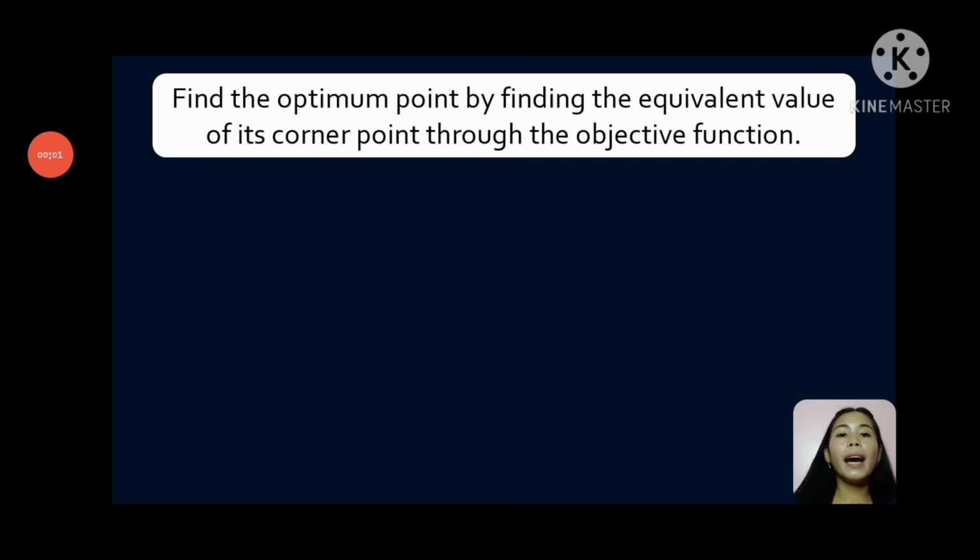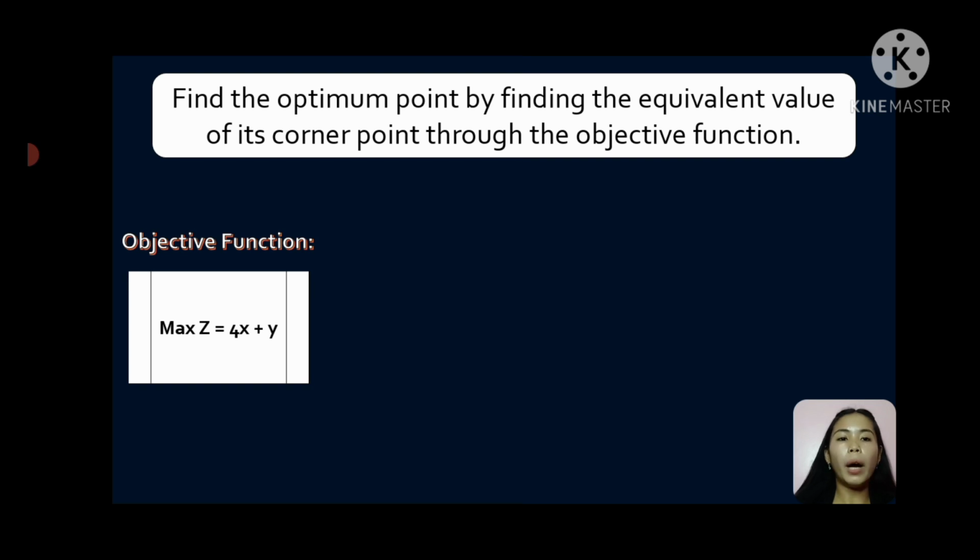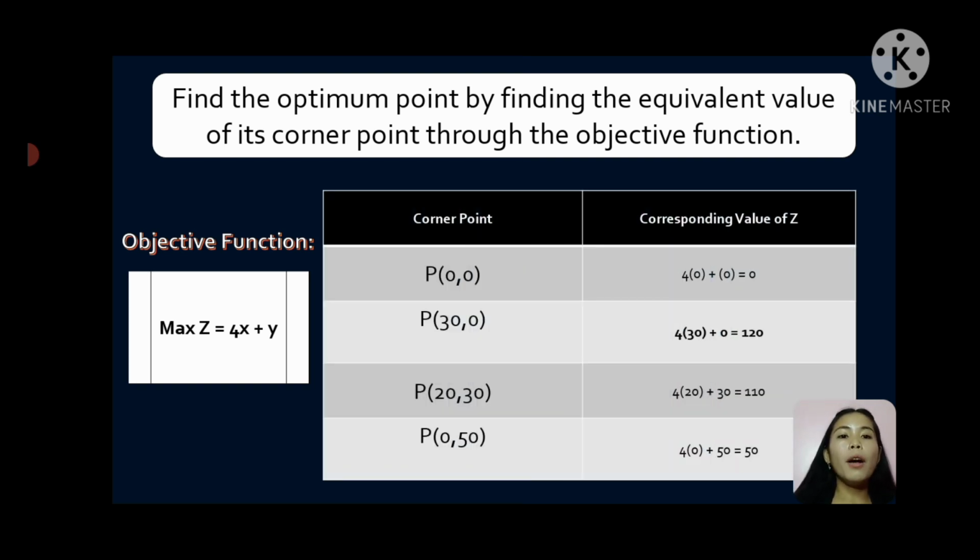Next step, find the optimum point by finding the value of each corner point through the objective function. The objective function is to maximize c equals 4x plus y. And this would be the table for the corner points and the corresponding value of c. So corner point 0, 0. Just simply substitute the values of x and y into the objective function. 4 times 0 plus 0 is equal to 0.